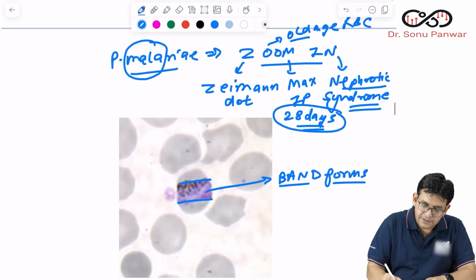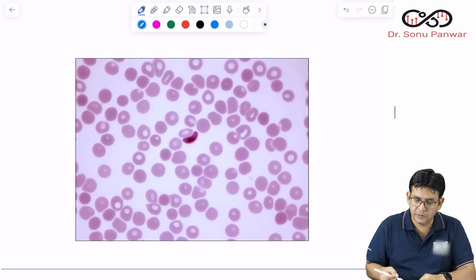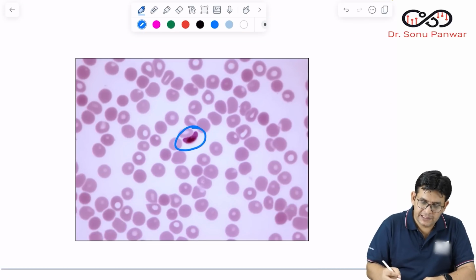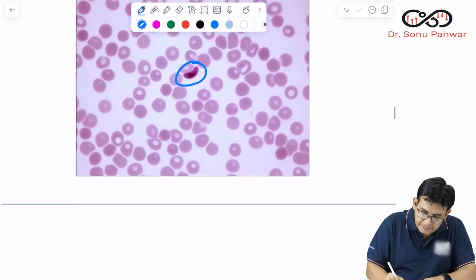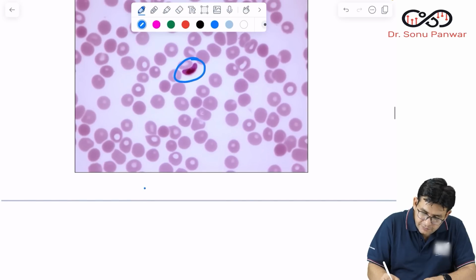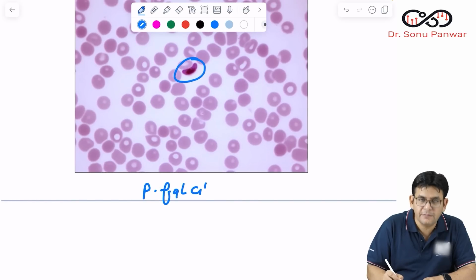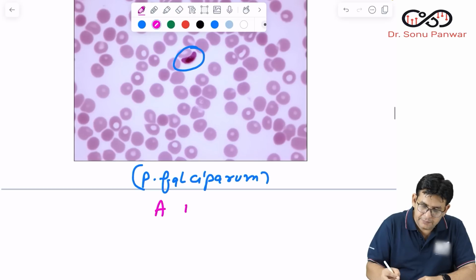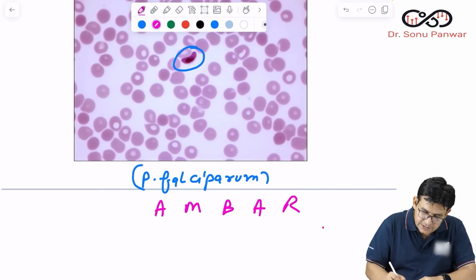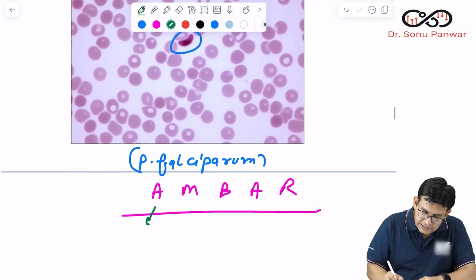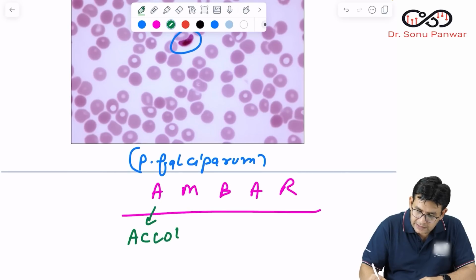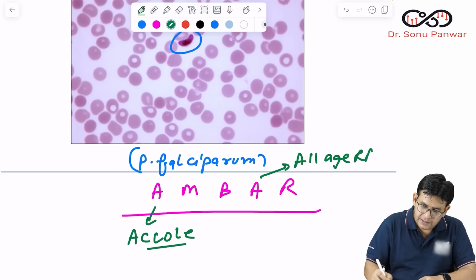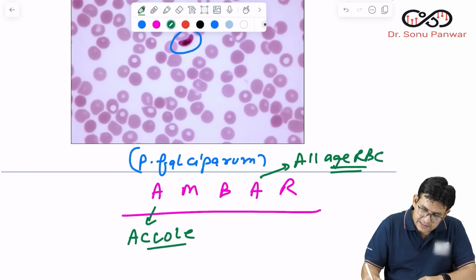And in this picture, you are seeing a banana shaped gametocyte. Banana shaped gametocyte is seen in Plasmodium falciparum, the one which complicates the maximum. And in this, guys, you have the mnemonic UMBER. What is UMBER? U is all age RBCs are involved. There is no discrimination, old and new. All age RBCs are involved in this. That's why the infection is massive.